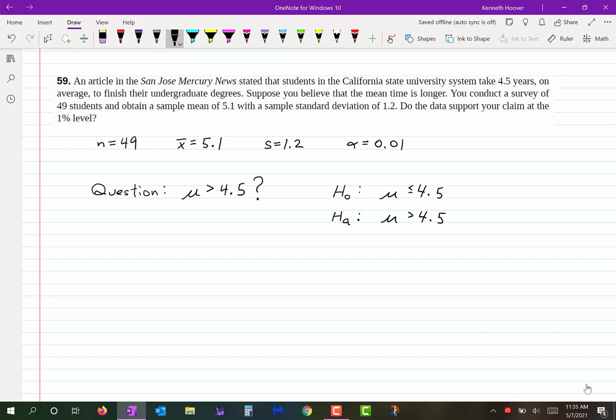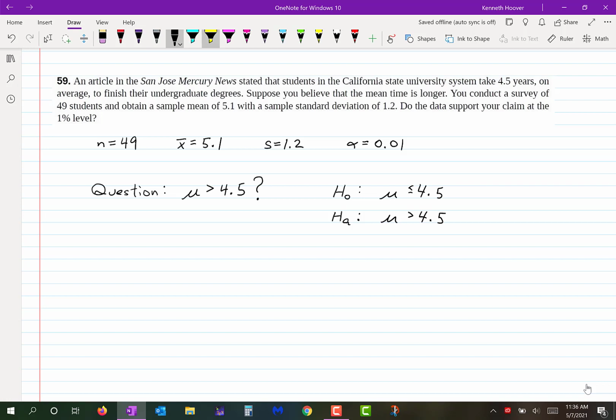Remember this. Sometimes students get a little confused. They ask, how do you know which one's the null hypothesis and which one's the alternative hypothesis? Here's the rule of thumb. When you're doing a hypothesis test, the alternative hypothesis is always the thing that you are being asked, should we accept this?